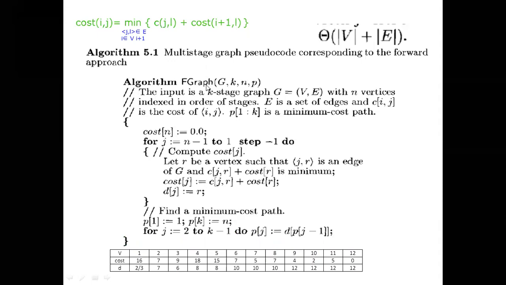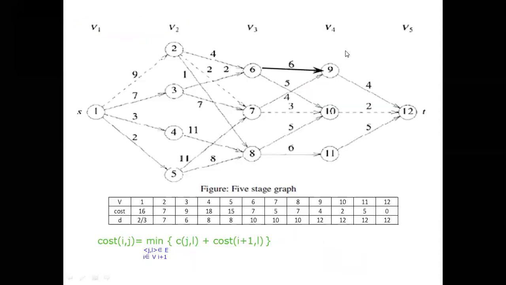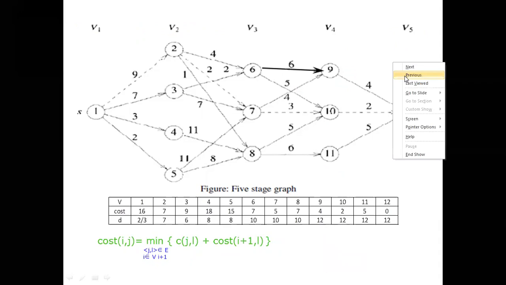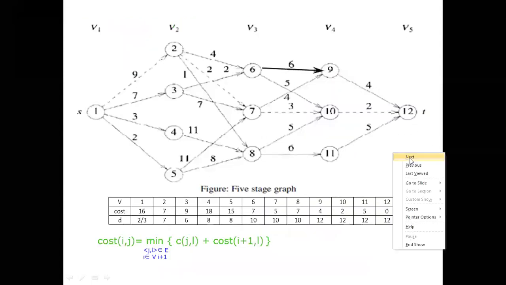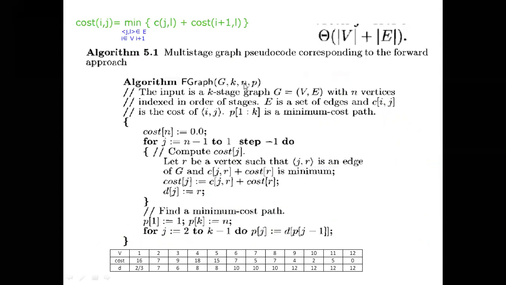Now we will understand here. F graph, what is the meaning of F? There are two methods I already told, forward and backward. Forward graph. What is G it is showing? Our graph, that big graph. What is K it is showing? K is showing number of stages. How many stages are there in the previous graph? There are 5 stages. That 5 value is going to come there. The value of K is 5. What is N? Number of vertices. How many vertices are there in the previous graph? There are 12 vertices. That means n value will come as 12.